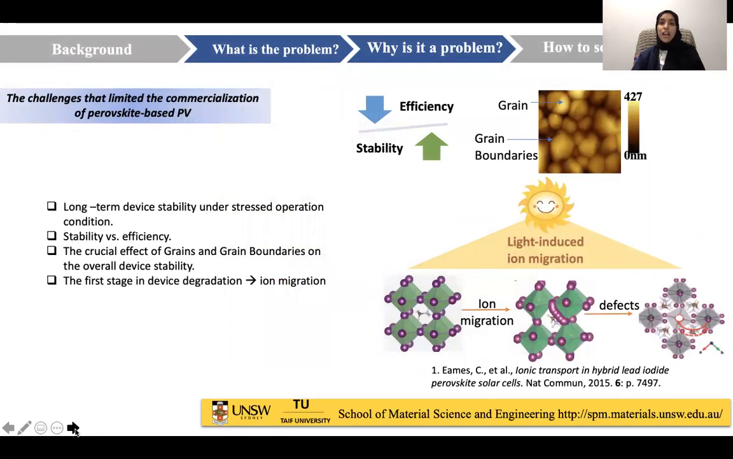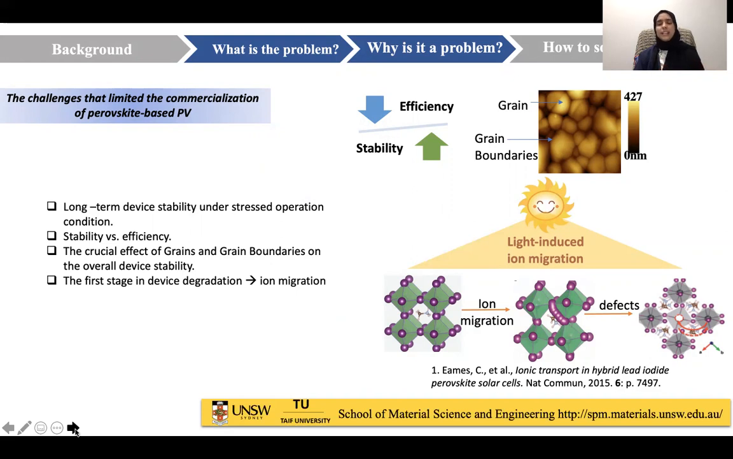However, the main challenge faced by researchers is optimizing the long-term device stability under operating conditions. It is worth noting that there is a trade-off between stability and efficiency when perovskite solar cells are used. Also, since perovskite material is polycrystalline, the effect of the grain and the grain boundary on device performance is a young research area and requires more investigation.